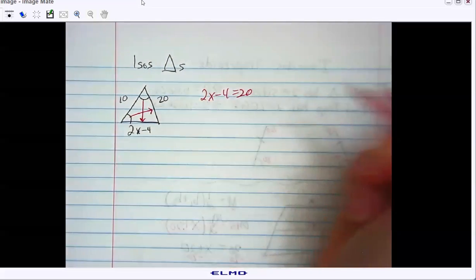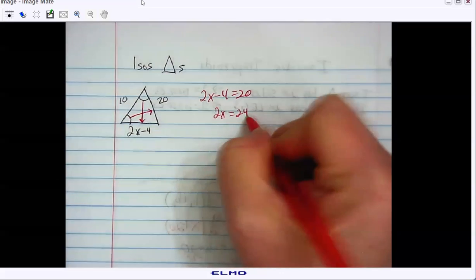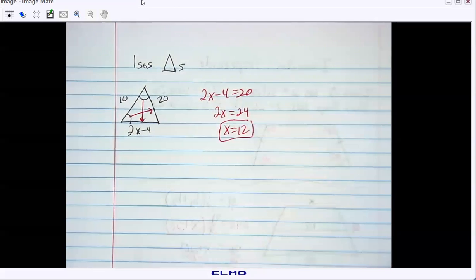So they only give you 2. 2x minus 4 is equal to 20. Adding 4 to both sides, we get 2x equals 24. And then dividing both sides by 2, we get x equals 12. And we'll do that.